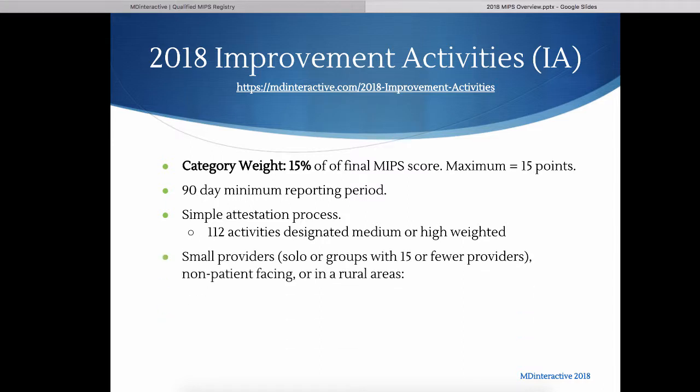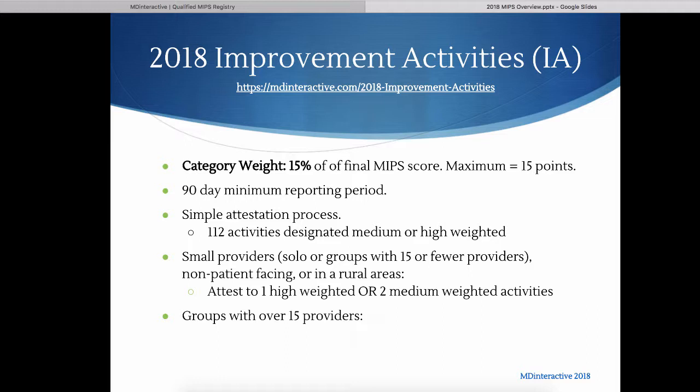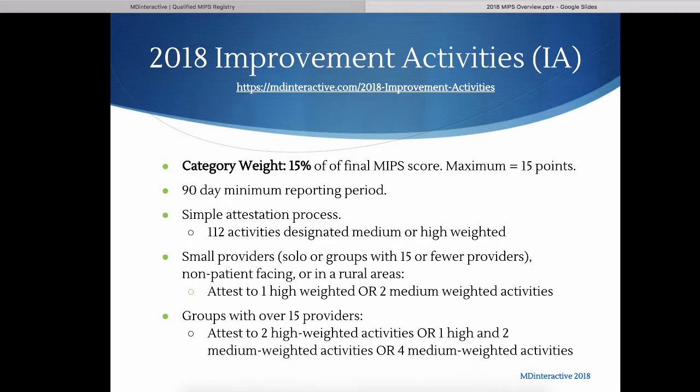For smaller providers, defined as solo practitioners or groups with fewer than 15 providers, as well as for non-patient facing providers or those in rural areas, the requirement is to complete or attest one high-weighted or two medium-weighted activities. For groups with over 15 providers, they will need to attest to at least two high-weighted activities, or one high-weighted and two medium-weighted activities, or four medium-weighted activities.